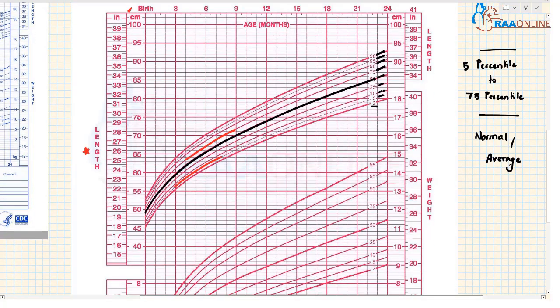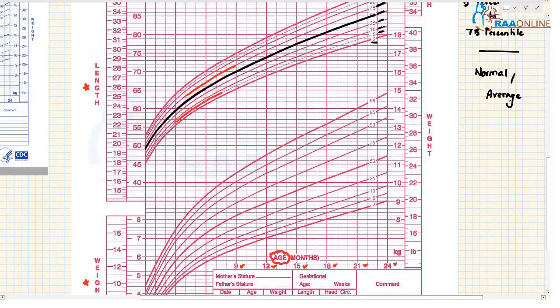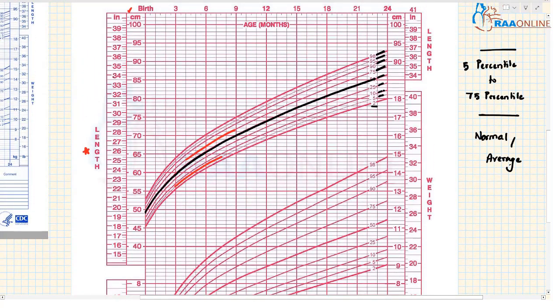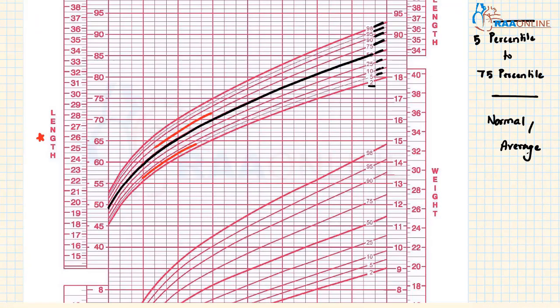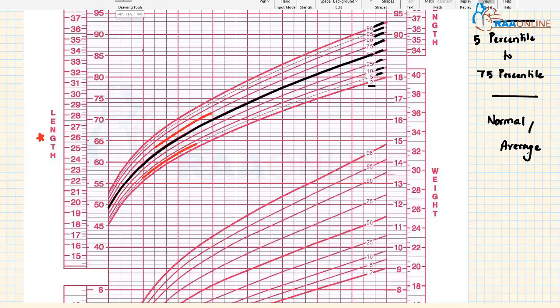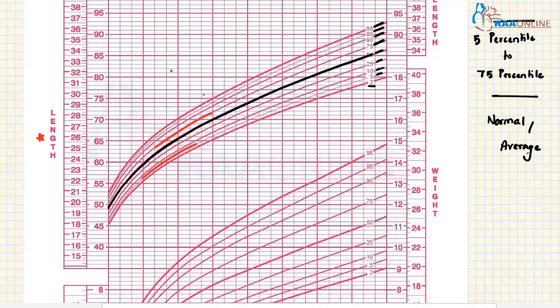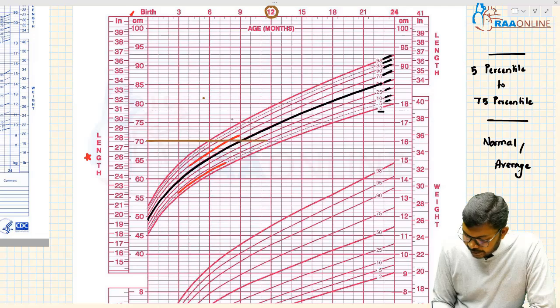Now, imagine we have a kid and we are attending the child in OPD, and this child is about 1 year of age, we'll put it this way. So 1 year of age is here, 12 months. For 1 year, the child is somewhat about 70 centimeters. So it's going to be the 70 centimeter line and 1 year age. Now the point falls here.